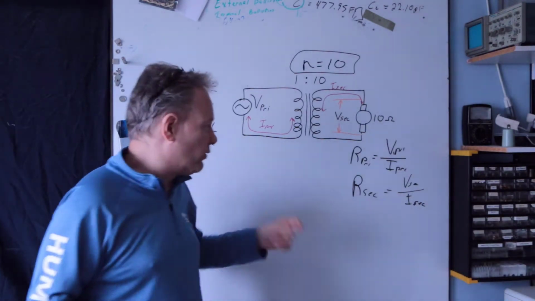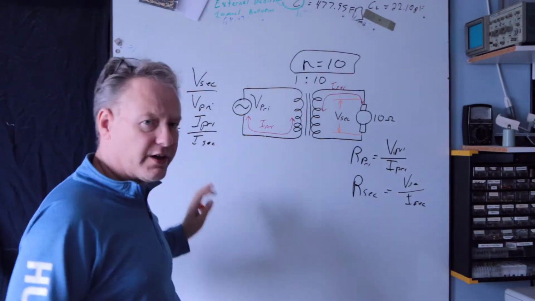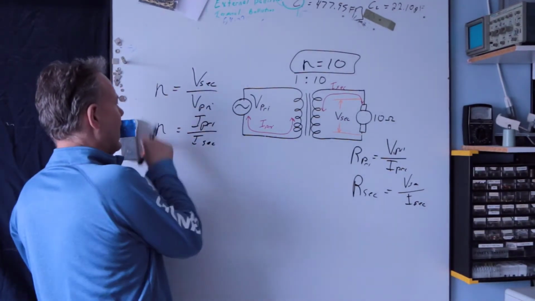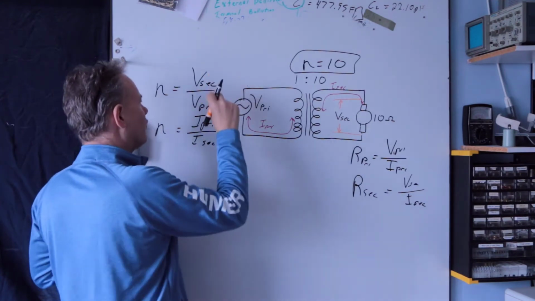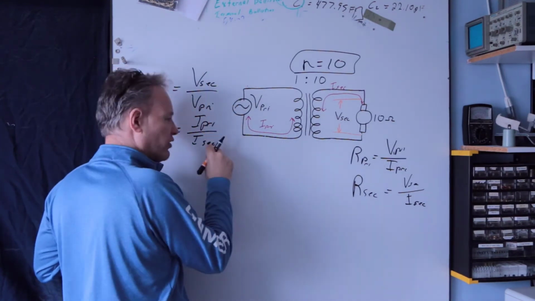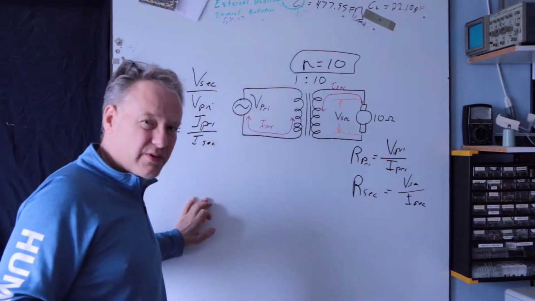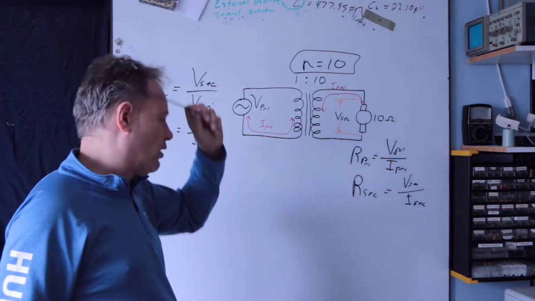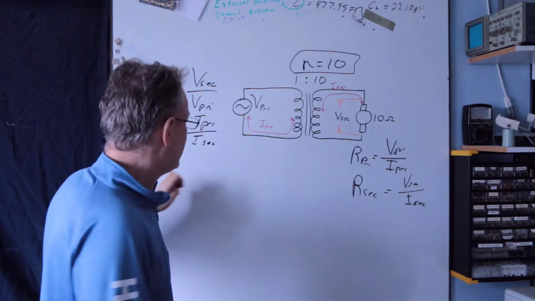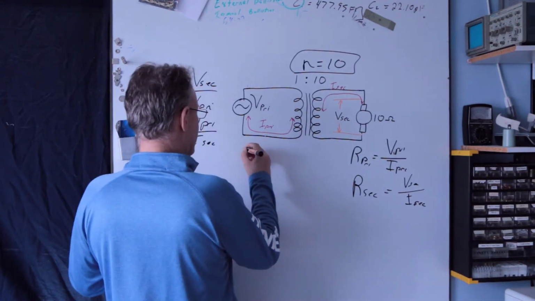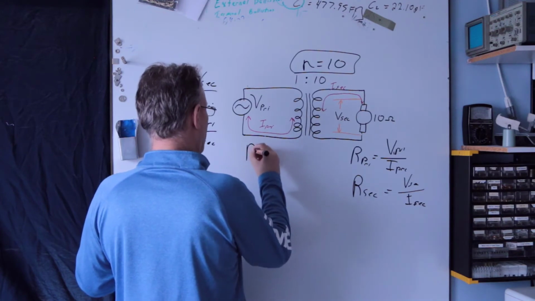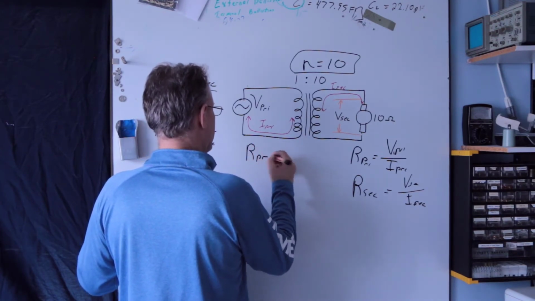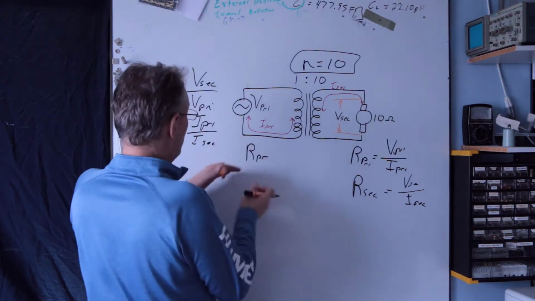I'm going to continue with the convention that I have over here. If I can extrapolate what N is by putting the voltage over the voltage and the current over the current, can I also do that by putting the resistance over the resistance? Actually, yeah, we can. But we don't know exactly how to say that yet. What I'm going to say is this: if I'm going to say R primary or R secondary, I can do one or the other.